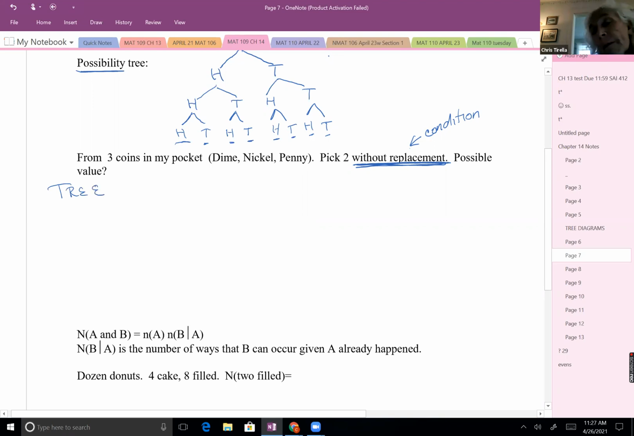This time we're not flipping the coins, but we're just putting our hands in our pocket and pulling a coin out. When I pull that first coin out, is everybody all right? It could be a dime, or a nickel, or a penny. With me so far? Yes. If my first coin is a dime, the dime's gone. Don't I just have for the second coin either a nickel or a penny?